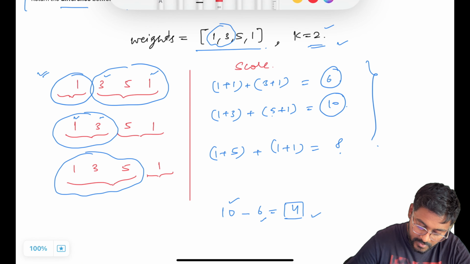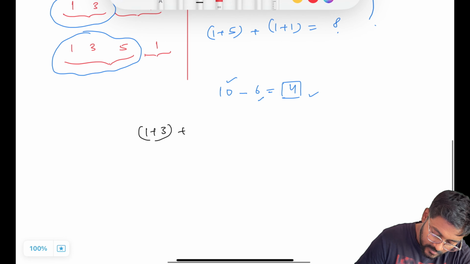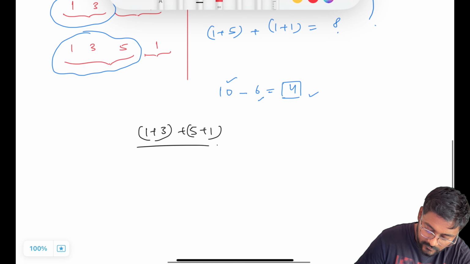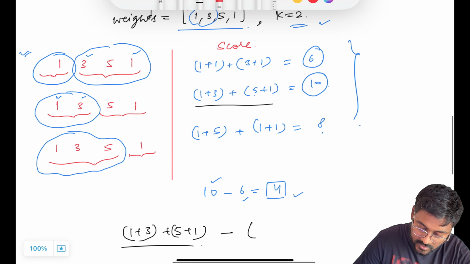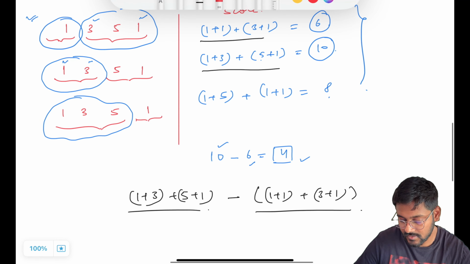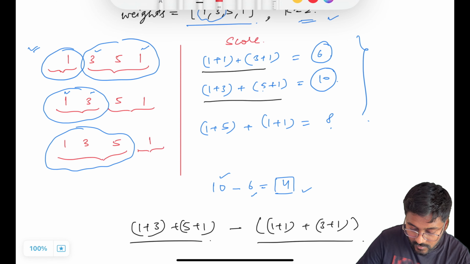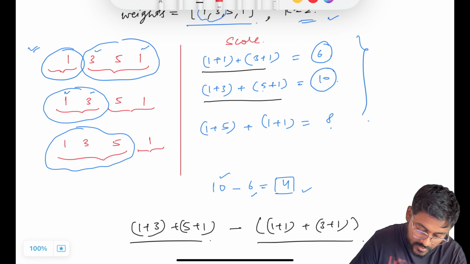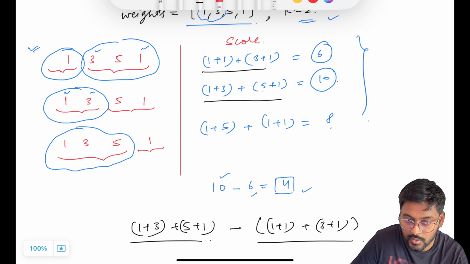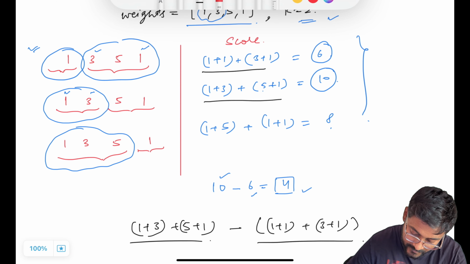Now the score is 4, but if we try to analyze the score further, 10 is equal to 1 plus 3 plus 5 plus 1. This is the value of 10. Minus, what is the value of 6? 1 plus 1, 3 plus 1. If I try to analyze this, among those possibilities, if I have a look at the first marble and the last marble, the first marble and the last marble will always be considered.